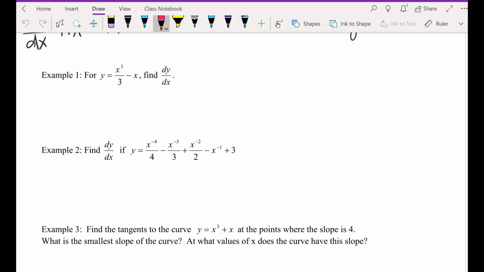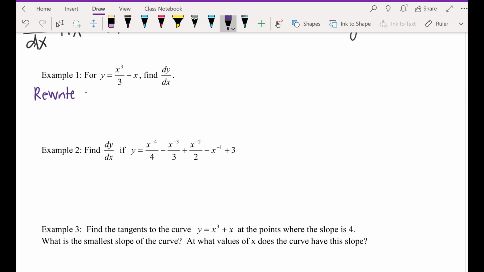Hey. All right, pre-calc honors, this is our 3.3 example 1. Example 1. For y equals x to the third divided by 3 minus 1, find the derivative of y with respect to x. So how we are going to do this is I would like to rewrite.